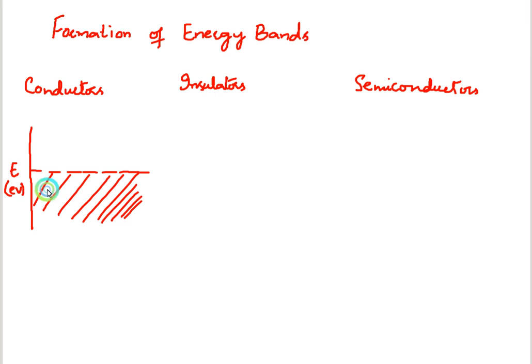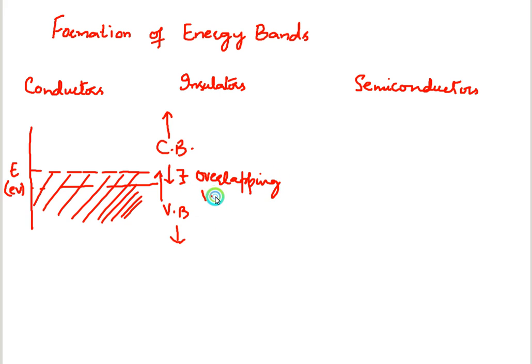valence band. Your valence band and your conduction band starts from here. So you can say that conduction band starts from here and goes up till here, whereas the valence band starts from some low level and goes up to this level. You can see this portion of the valence band and the conduction band overlapping with each other. So you have overlapping valence band and conduction band.